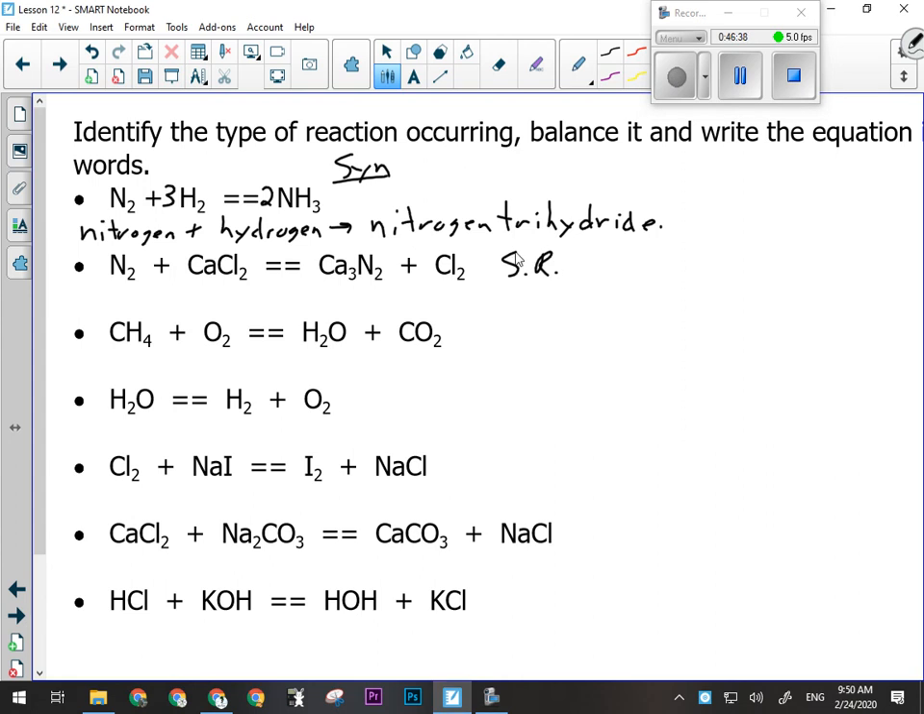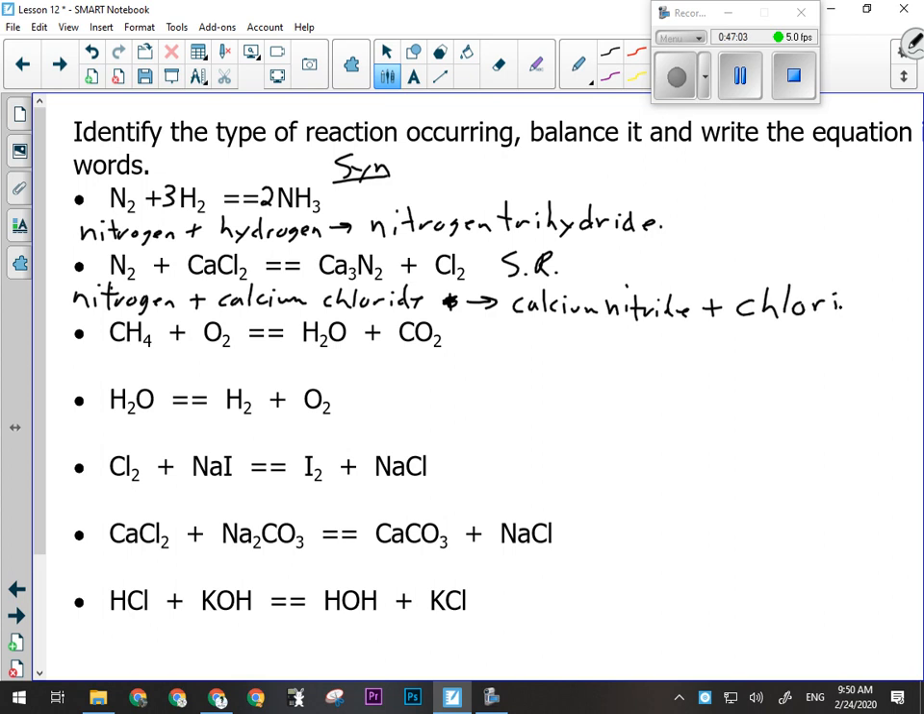Okay, now we've got to write it out in words, which is basically just a naming exercise. Right, so we have nitrogen, okay, plus calcium chloride. Okay, and you don't have to write like a sentence or anything, just write the pluses. Okay, sorry, it's going to give us calcium nitride and chlorine. Okay, now we have to balance it.